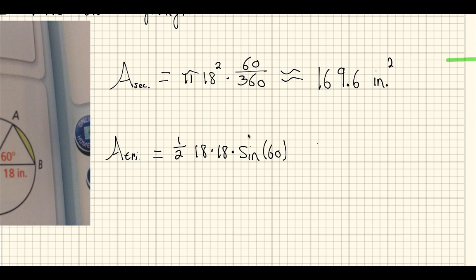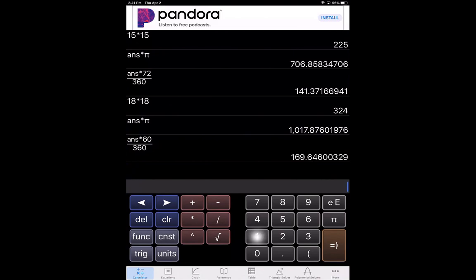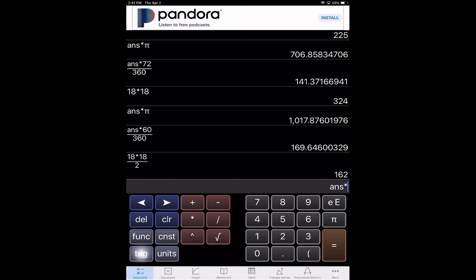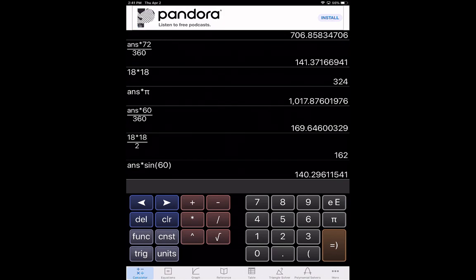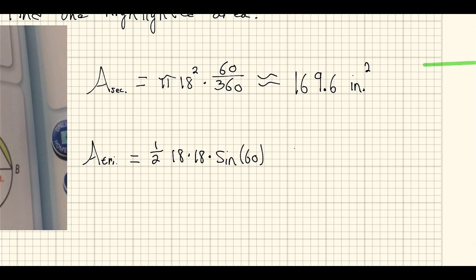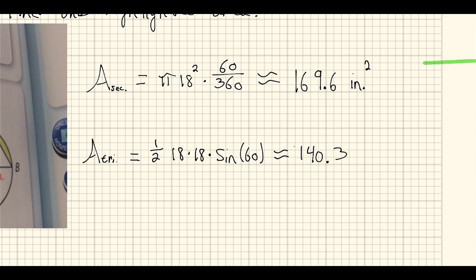If that doesn't look familiar, go back and watch 8.5. It's the one titled Trigonometry and Area. Go back and look at that one where we went over where this formula comes from. So let's go ahead and put that in the calculator. 18 times 18 divided by 2, and then we're multiplying that by the sine of 60. That gives me 140.29. We'll say 140.3 inches squared.